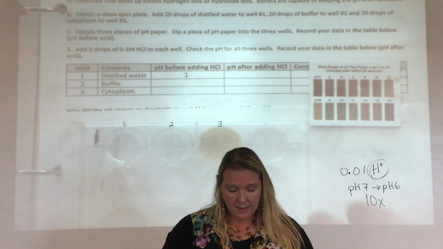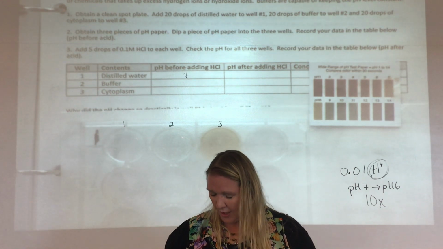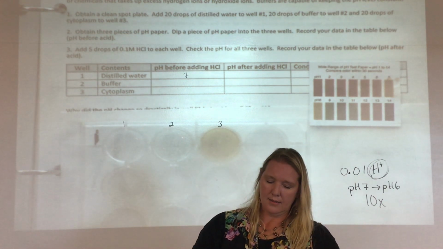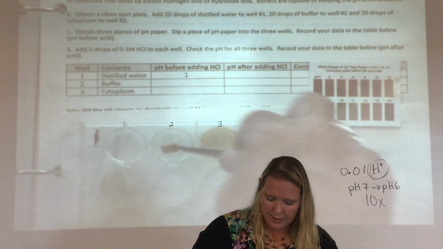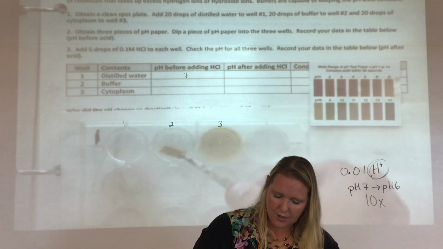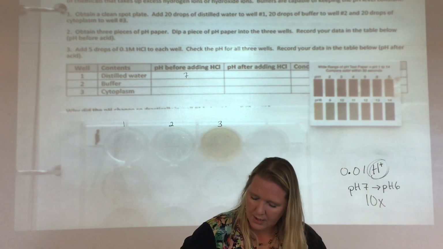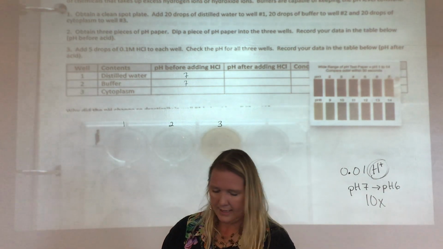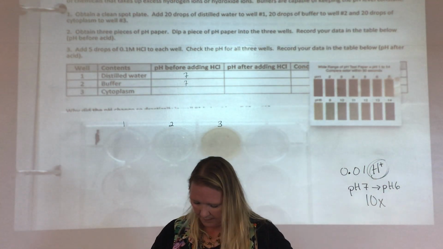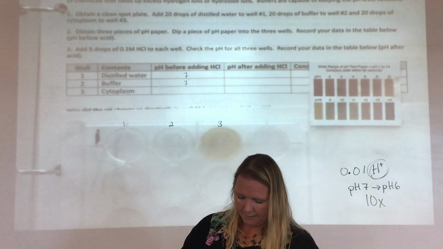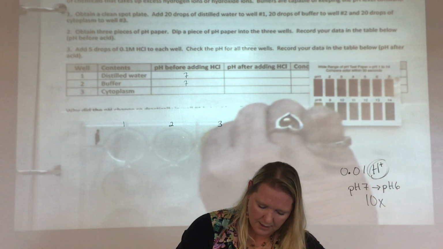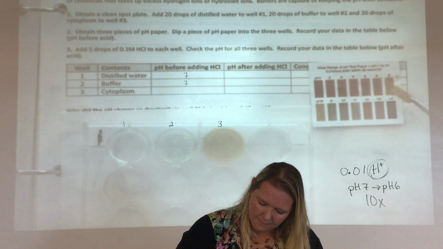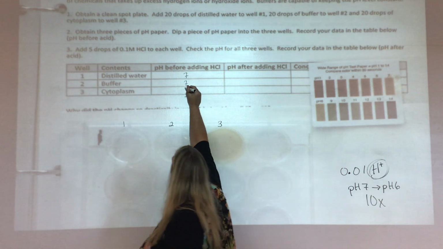We're going to add some hydrochloric acid to this and see if the buffer works and get some results. The next one is the buffer. It started a golden yellow and is still a golden yellow, so it is also 7. And then the cytoplasm is last. It started a nice yellowy color and we finish with a yellowy color, that golden yellow. So they're all 7 to start.